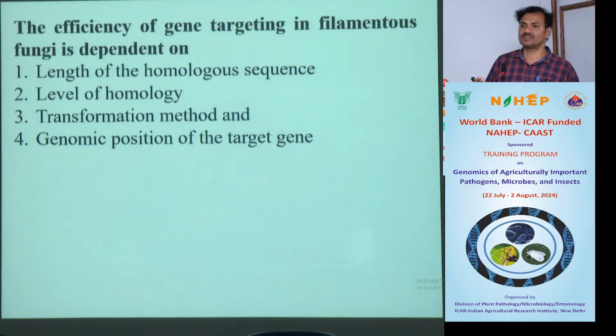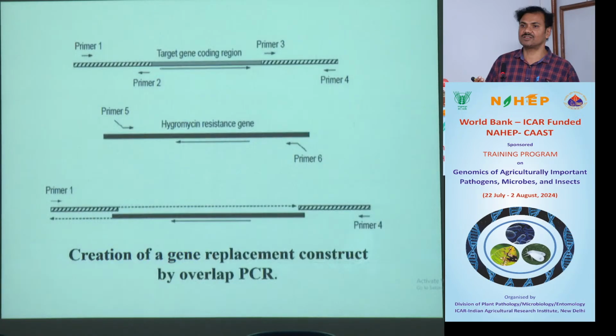So how can it be done? You need the construct, whatever construct you are making, a linearized one. So you know the structural gene, there is a 5' UTR and a 3' UTR, 5' untranslated region and 3' untranslated region. For that I can show you the picture here. You can see this. This is the target gene. So this is the 5' UTR and the 3' UTR.